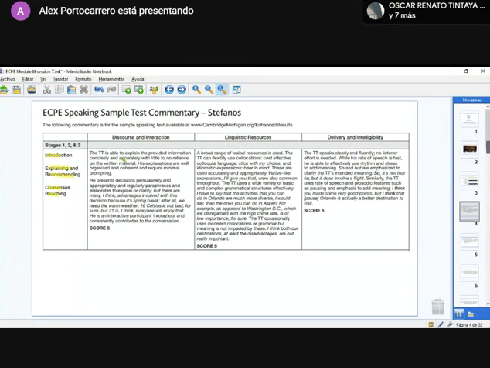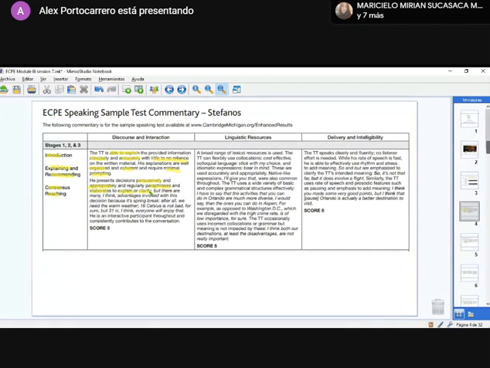It says the test taker is able to explain the provided information concisely and accurately with little to no reliance on the written material. His explanations are well organized and coherent and require minimal prompting, right? So that's important to take into consideration when you're grading your classmates. If they do all that, they probably deserve a 5. He presents decisions persuasively and appropriately and regularly paraphrases and elaborates to explain or clarify, right?